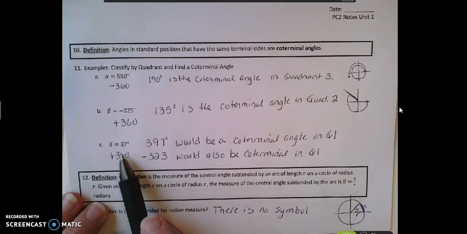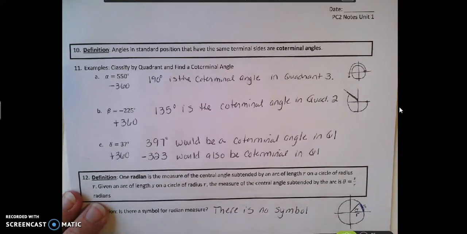Okay, our last one is 37, and this is where we were talking about how we always usually want to get numbers between 0 and 360. So technically, I would say I don't need to get a coterminal angle, but if I ask you for one, you can either add 360 or subtract 360. Adding 360 gives me 397, and subtracting 360 would give me negative 323.